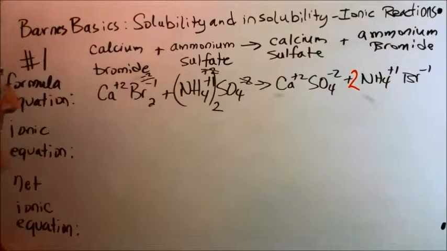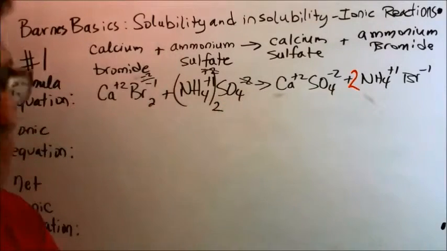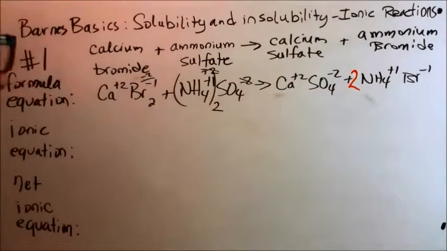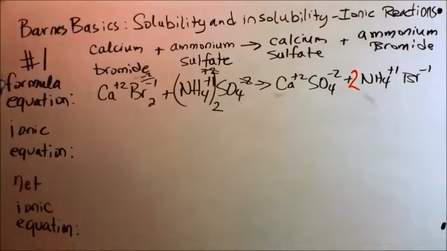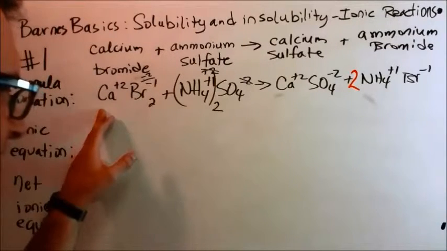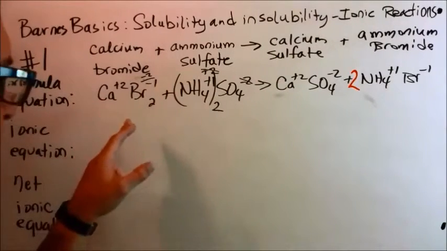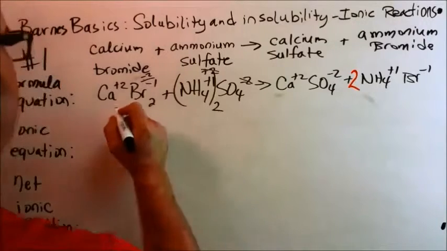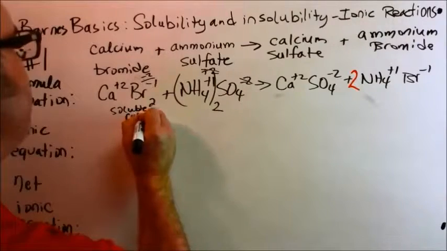Perfect. The next step is to look and see which of these are soluble or insoluble in water. When we look at calcium bromide, rule number 3 says all chlorides, bromides, and iodides are soluble except silver, lead, and mercury. Since that's not silver, lead, or mercury, we will say it's soluble according to rule 3.